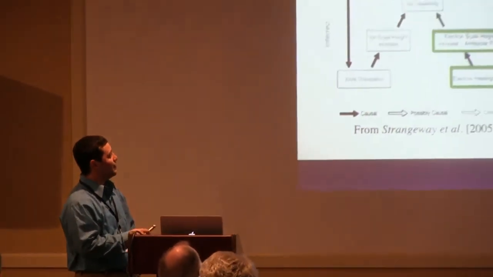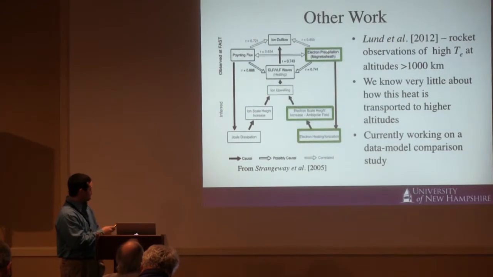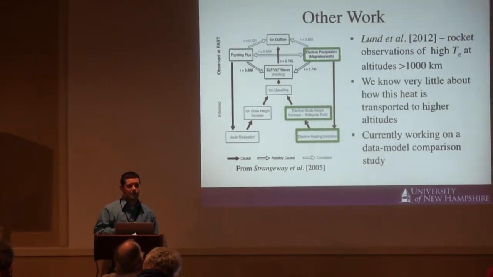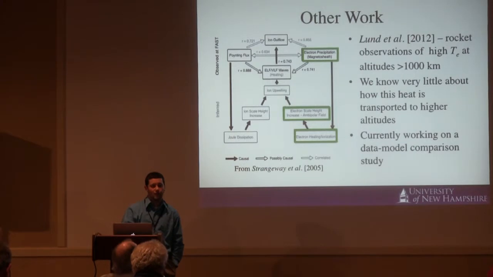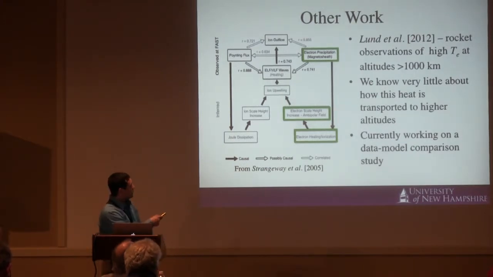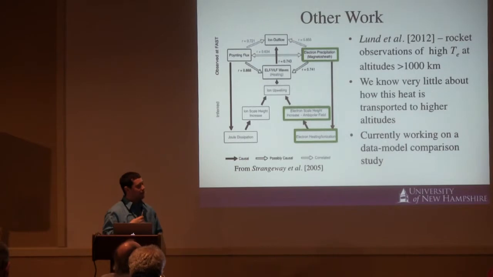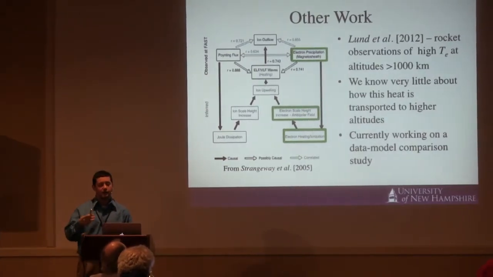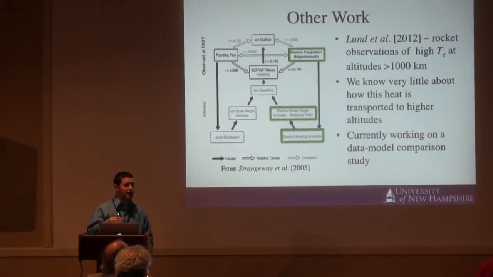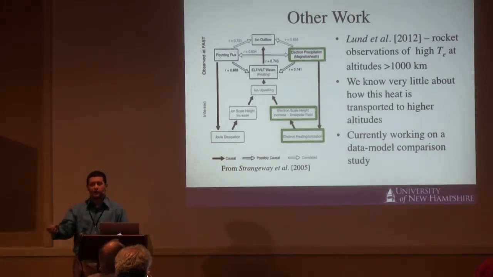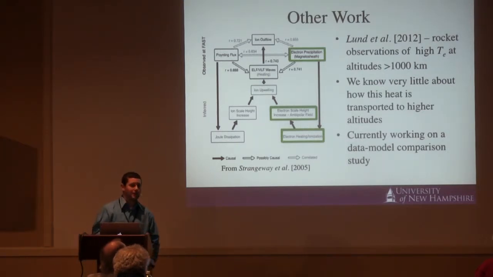Now, just one extra thing. I just want to highlight some other work that I'm working on. This is relevant to ion outflow, which we've been talking about for most of the week. We know that soft electron precipitation plays an important role in type 2 ion outflow. And we have a rocket observation from Eric Lund, which showed that there was high electron temperature at altitudes much higher than 1,000 kilometers. And that's interesting because we know that that soft electron precipitation deposits most of its heat down to about 100 or 200 kilometers. So the question is, how does that heat propagate? How does it transfer up from those lower altitudes? And we know very little about it.